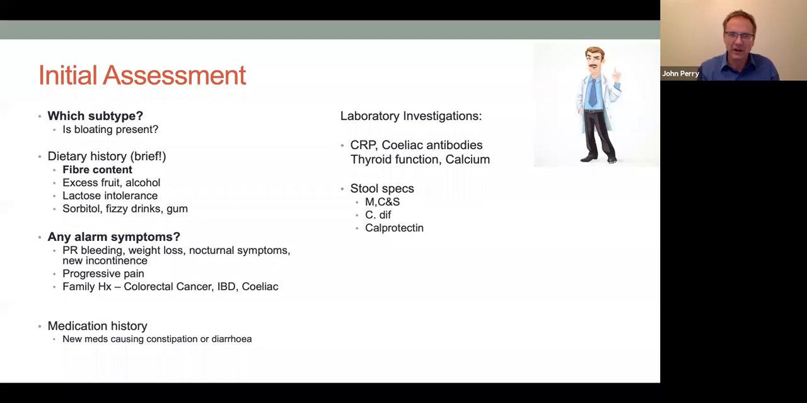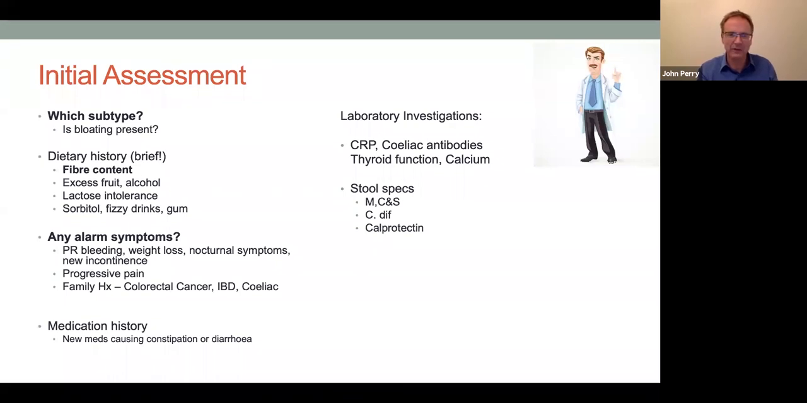When it comes to investigations, everyone's pretty good at doing standard stuff. CRP's been around forever, celiac antibodies, everyone does those, thyroid function. Calcium I often get to add. You've got to be able to think of one other thing if they come see a specialist for a blood test, but it really is associated with constipation incredibly rarely. Stool specs usually get done well as well.